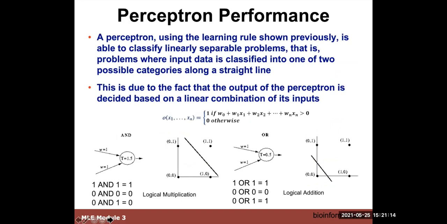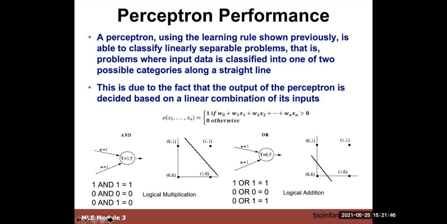So what the perceptron is able to do is essentially perform logical operations like AND, OR. Those AND, OR operations are useful for what are called linearly separable problems. So it's putting something on either side of two categories in a straight line. In that regard, a perceptron is just a linear combination of inputs.